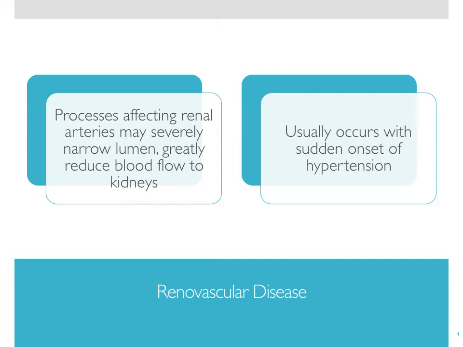Renal vascular disease is various processes that affect the renal arteries that may severely narrow the lumen and greatly reduce the blood flow to the kidneys. These are things like atherosclerosis or renal vein thrombosis. These usually occur with the sudden onset of hypertension.